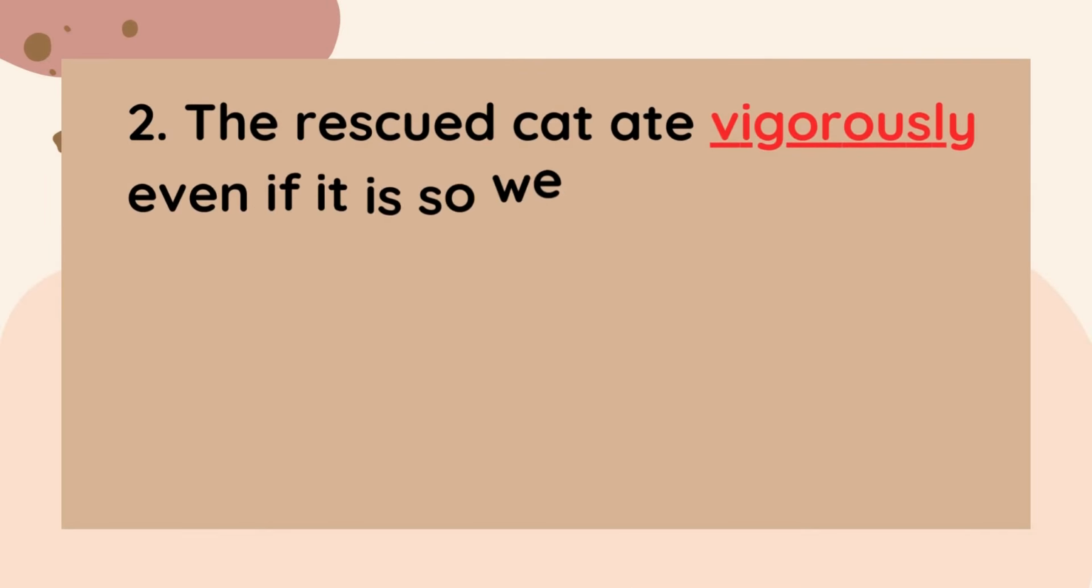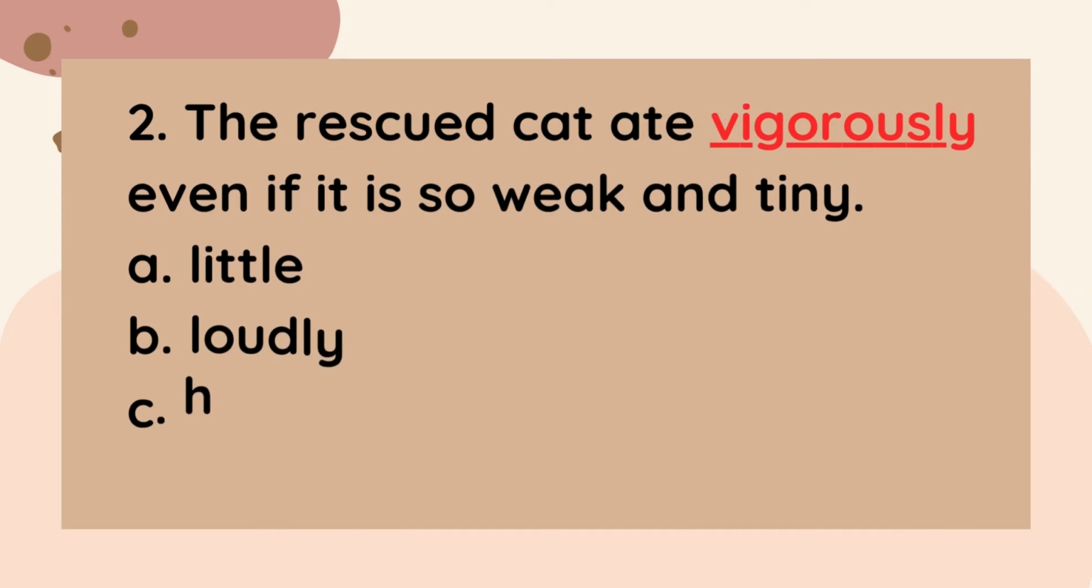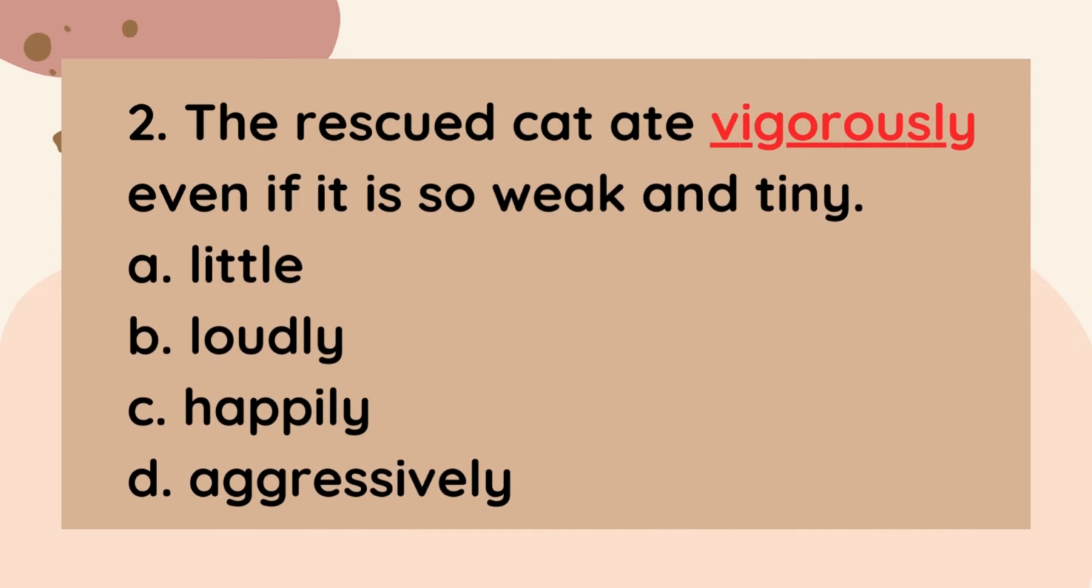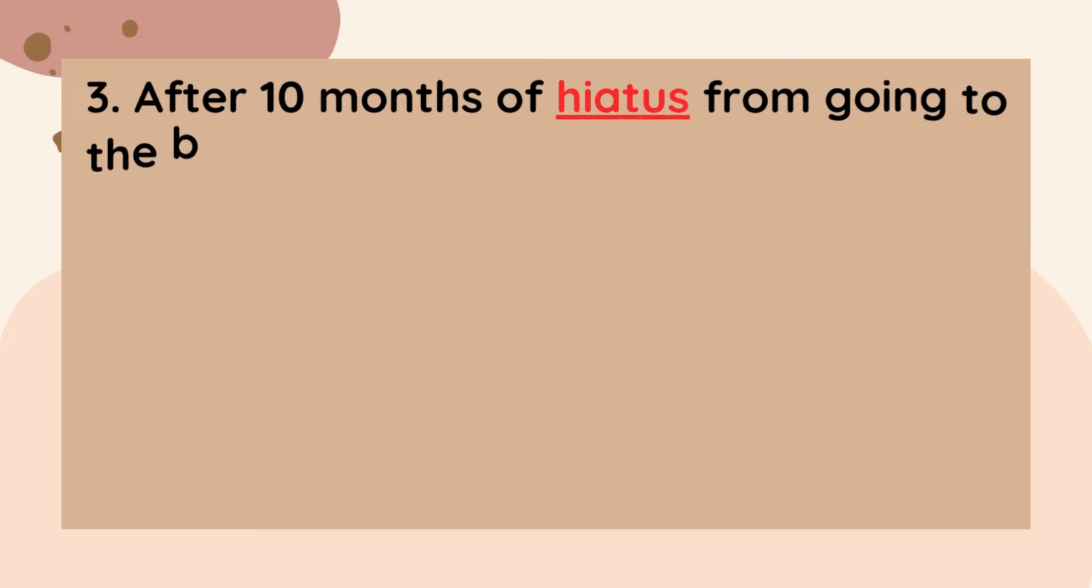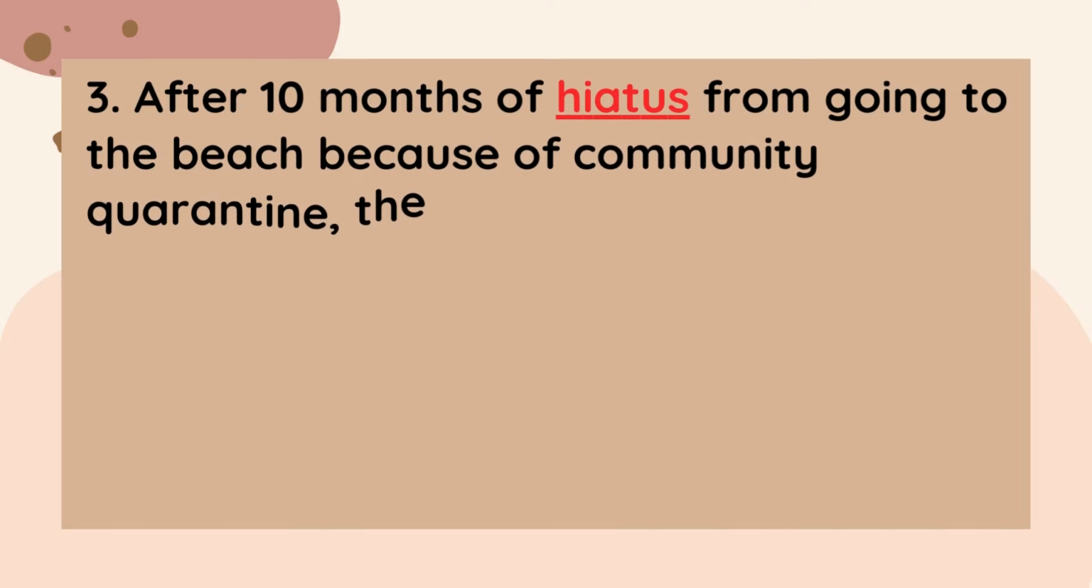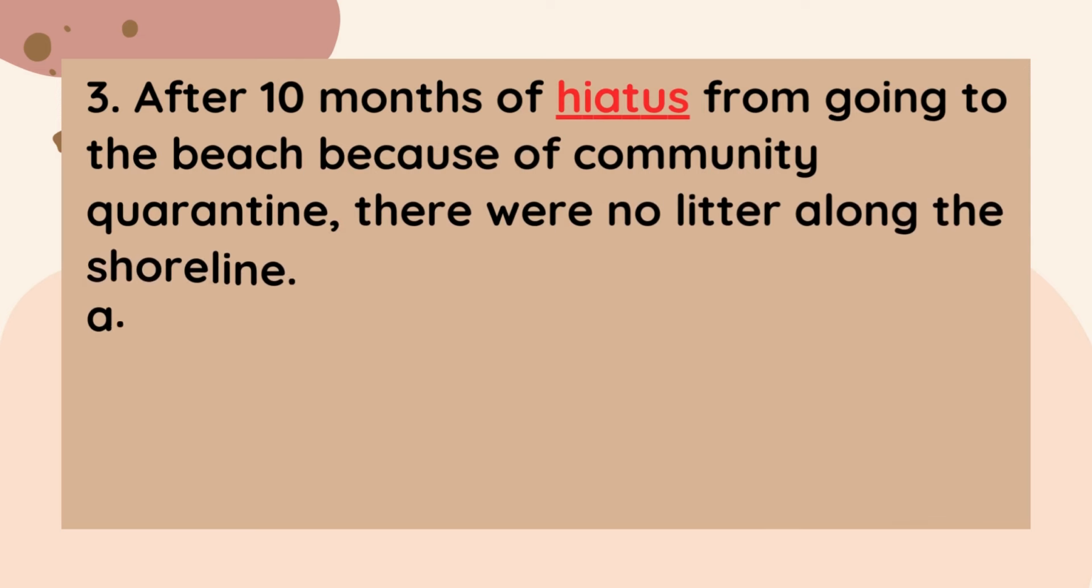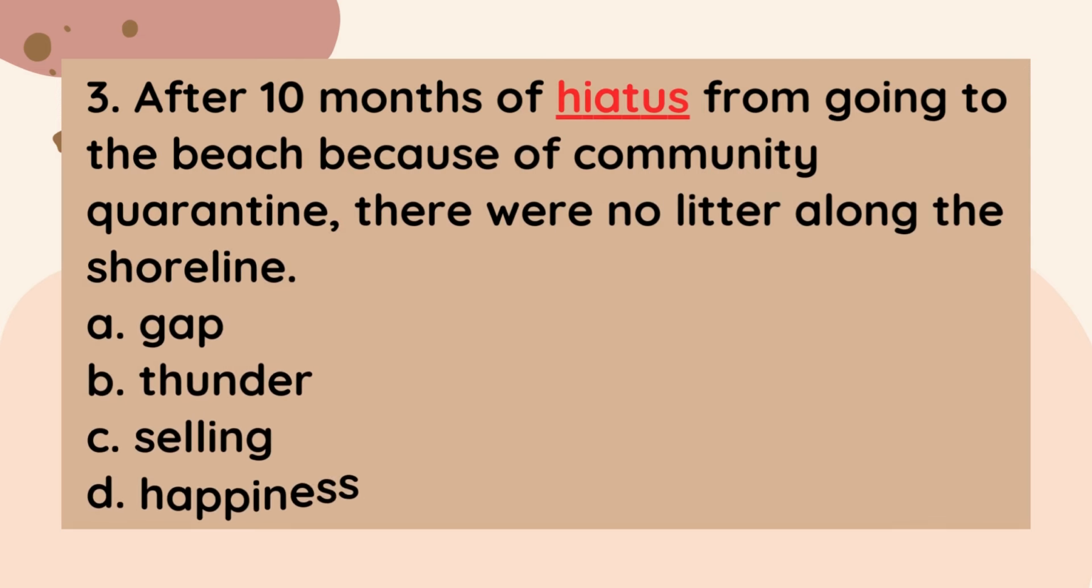Number 2, the rescued cat ate vigorously, even if it is so weak and tiny. Letter A, little. B, loudly. Letter C, happily. And letter D, aggressively. Number 3, after 10 months of hiatus, going to the beach because of community quarantine, there are no litter along the shoreline. Letter A, gap. Letter B, thunder. Letter C, selling. And letter D, happiness.